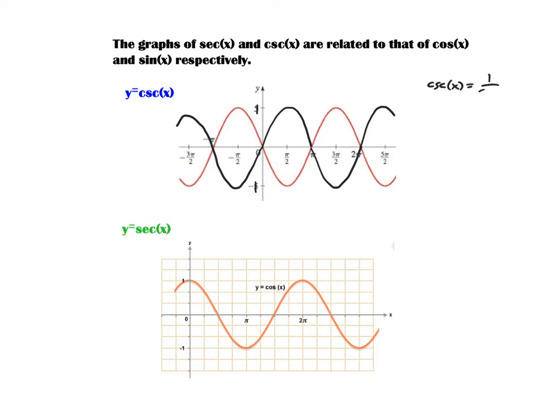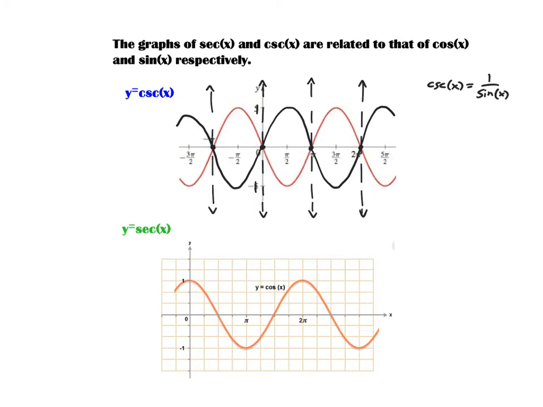is equal to 1 over the sine of x. All right, so anywhere that sine x equals 0, which would be at each of these locations at 0, pi, 2 pi, negative pi, and so on and so forth, 1 over 0 would be the cosecant of x. And 1 over 0, of course, is undefined. That's going to represent a vertical asymptote here. Again, ignore the red graph, just focus on the black graph here.